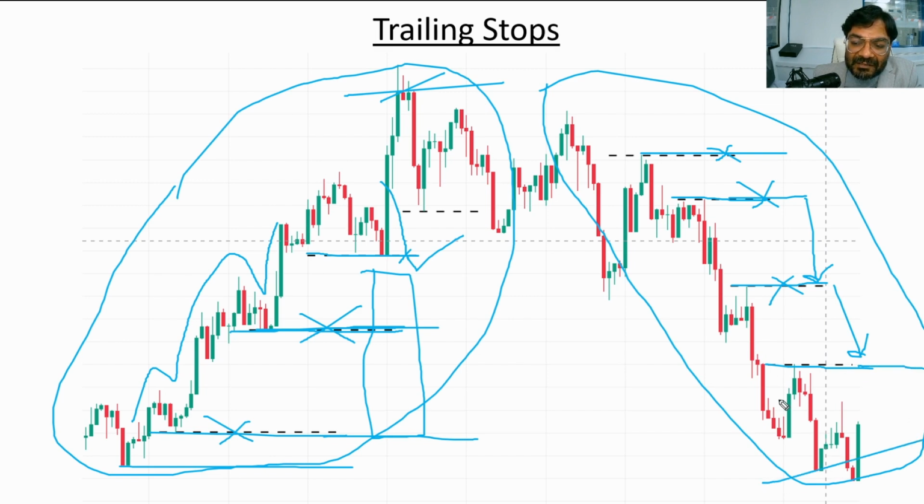Maybe the TP is here. Once the TP is hit, we're good. Even if the TP does not hit and the market goes back from here, at least we will cover all of this profit in the movement, correct? That's how trailing stop loss is done, and that's how it is important for us to notice it. Okay.